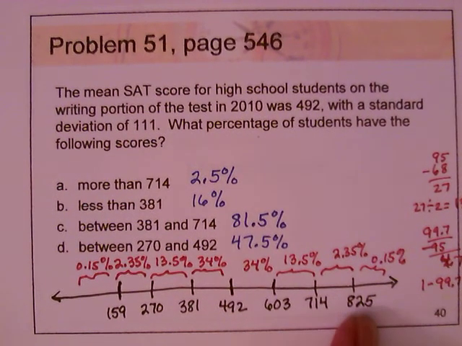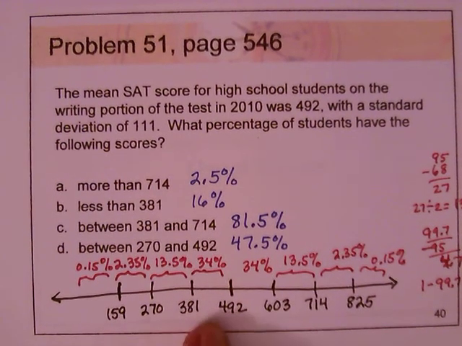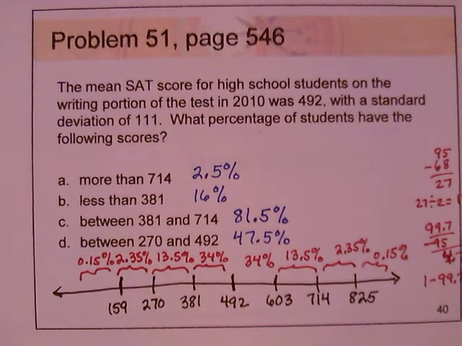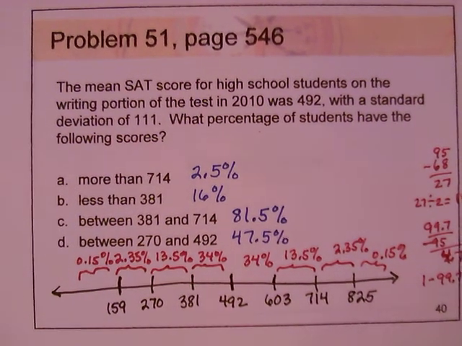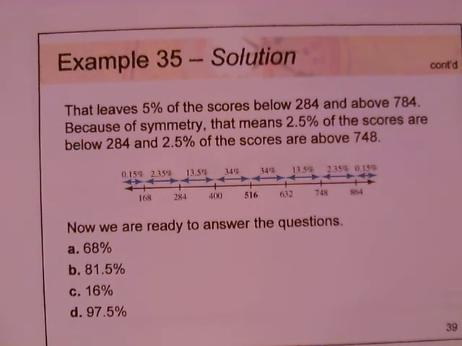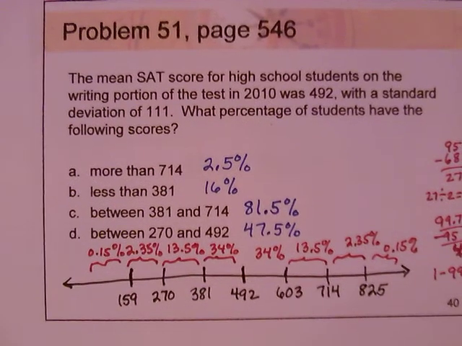And then to get the numbers on the left side of the mean, we have to subtract 111 each time. So 492 minus 111 is 381. 381 minus 111 would be 270. And 270 minus 111 would be 159. And these percentages up here are the same as the ones that we have in this one. So I'm just copying those over. And then we can answer our questions here.